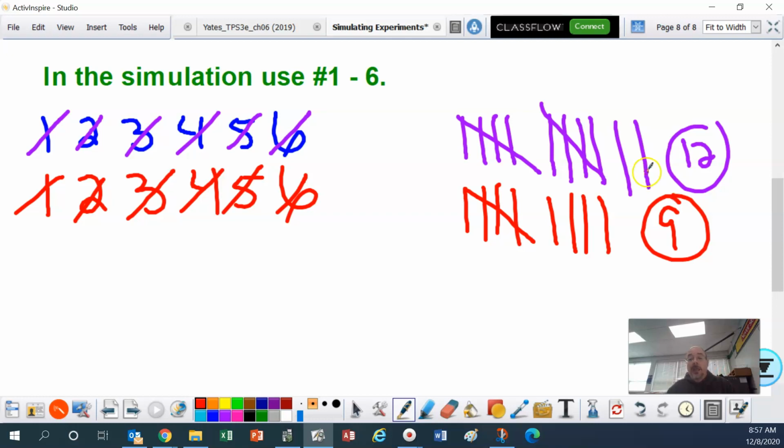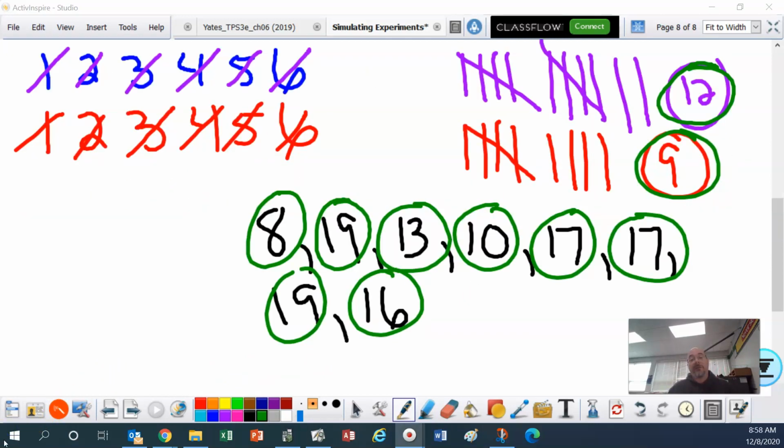Okay, I'm going to go ahead and pause what I'm recording and write down what I came up with. I'm not going to do all the tally marks. I'm just going to write down what I came up with. So I'll be right back. All right, folks, so this is what I came up with. So in my first one, 12 boxes. The second one was 9. The third one, 8 boxes. The fourth trial, 19 boxes. 13, 10, 17, 17, 19, and then the 10th trial I got 16.